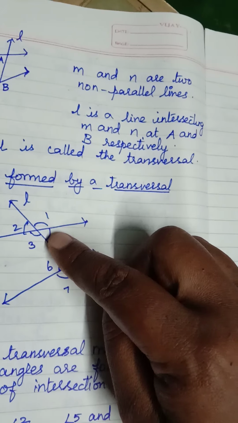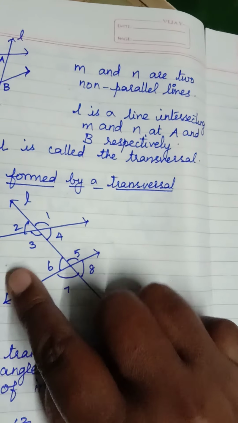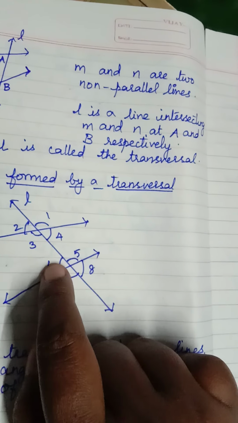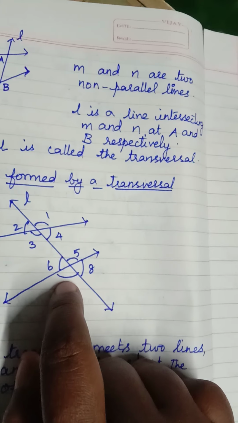Like that, below, angle 4 and angle 8 are said to be corresponding angles. Come to this side, above, angle 2 and angle 6 are said to be corresponding angles. Angle 3 and angle 7 are said to be corresponding angles.